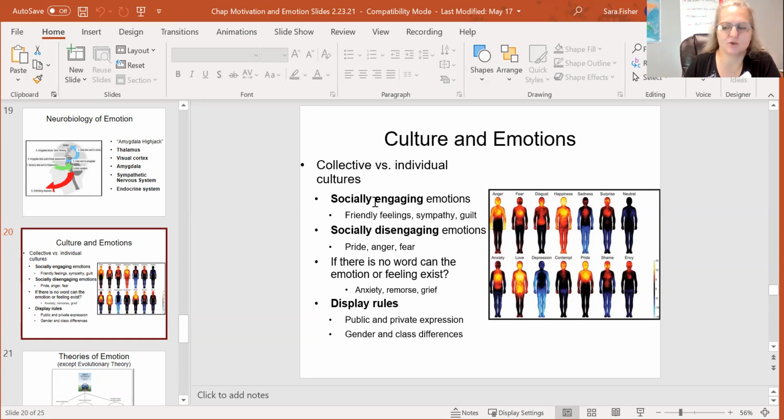You know, like in Victorian times, the women had vapors. Basically, they fainted, but we call it the vapors. And there are certain rules around that, and that's kind of what the next concept is right here, around display rules.